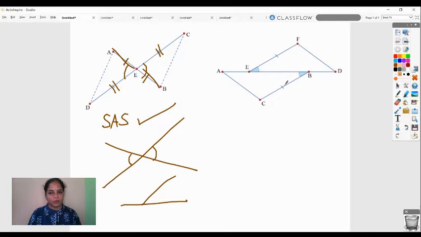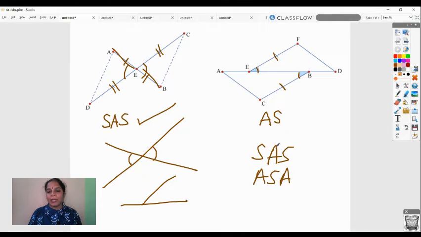Coming to the next figure. Now in this figure again, what have they given? If you see here, they have given an angle. Then they have also given one side: BC is equal to EF. Now, what are the postulates possible? With an A and an S, that could be SAS or ASA. In that, we have got an A and we have got an S.